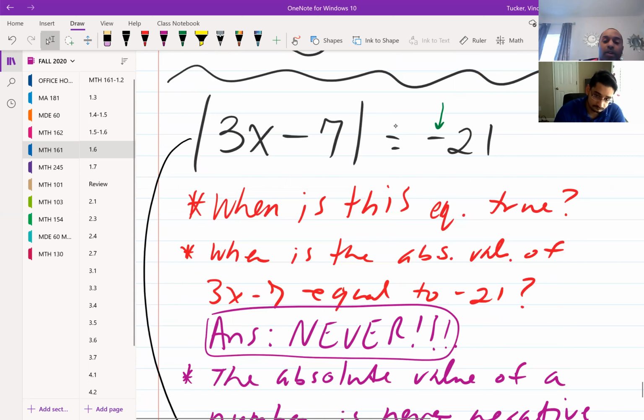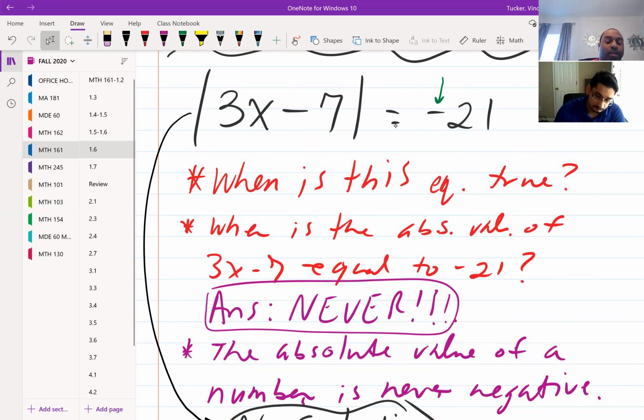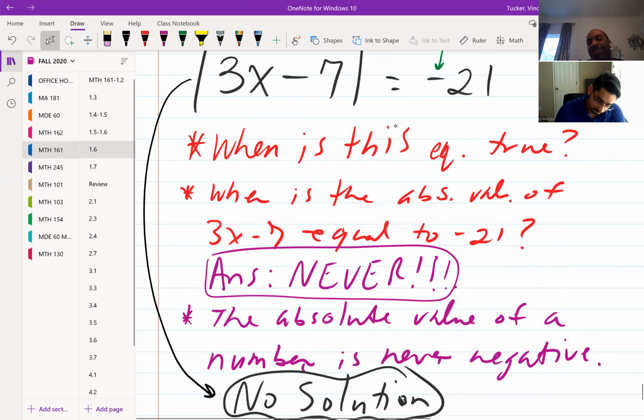So the absolute value of a number is never negative. Since that is the case, the answer is no solution. Be careful with that, because if you get into your flow and your mode and don't take note of that negative, it's easy to just get in the flow and do stuff. You can apply a lot of calculation to this and get the wrong answer, because there is no calculation here. Just observation and then application.